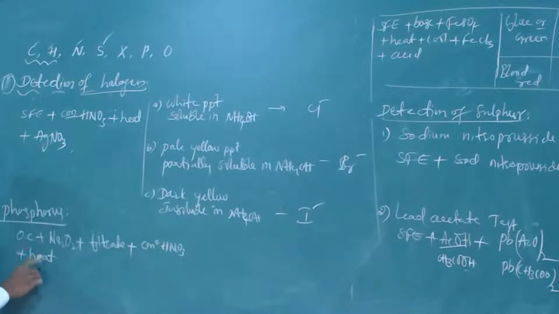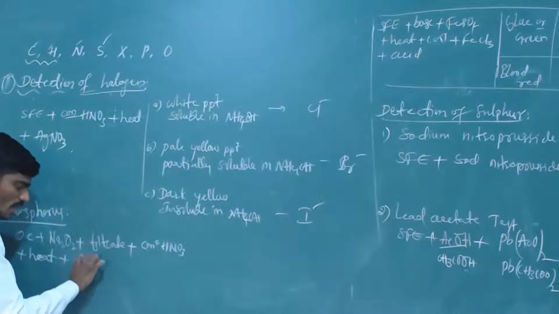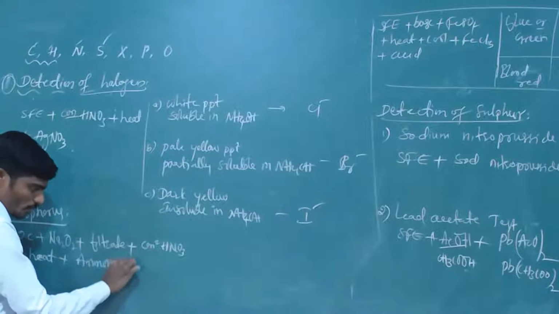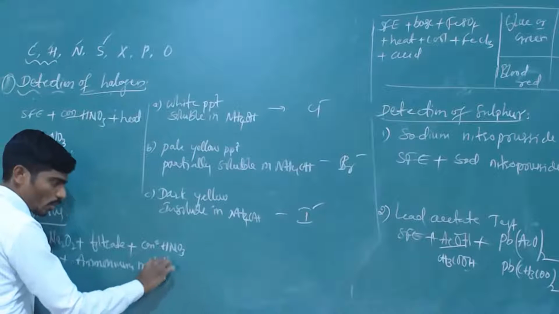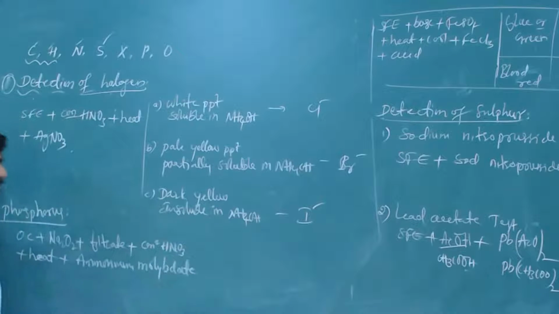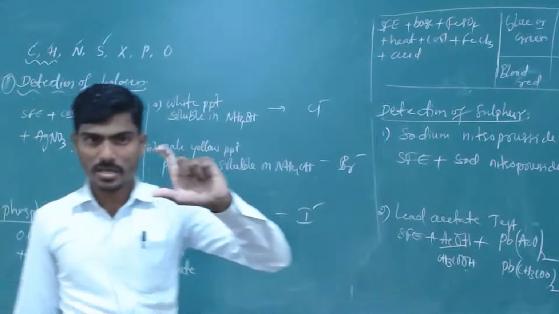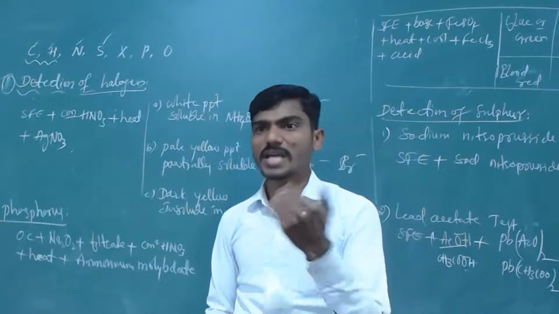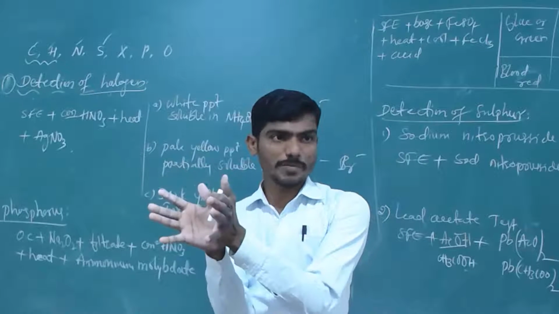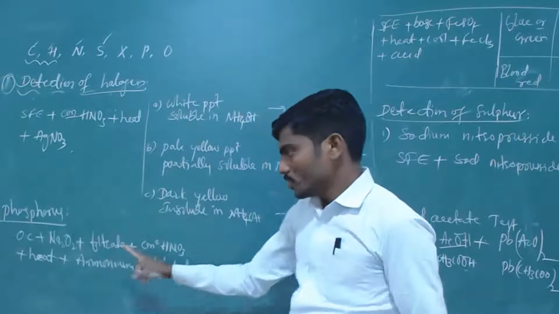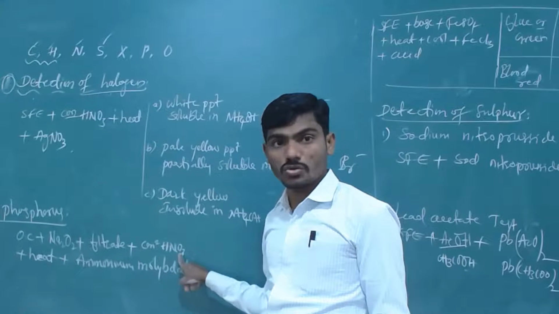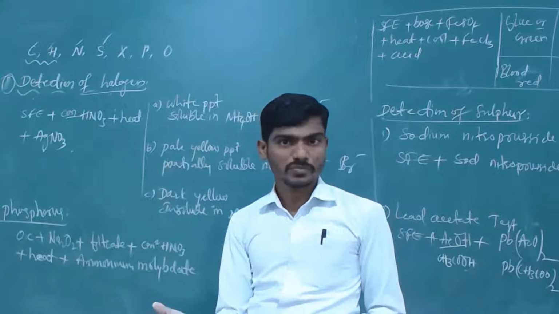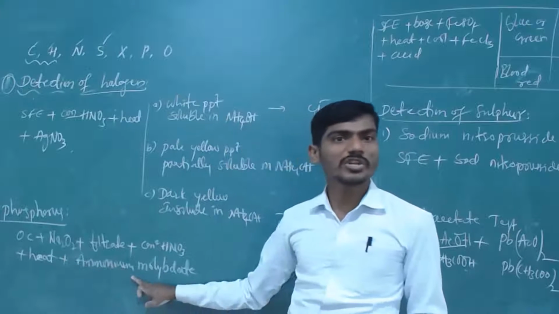Filtrate plus concentrated HNO3, heat, and to this ammonium molybdate is added. First, the organic compound is taken in the test tube. To that an oxidizing agent, sodium peroxide, is added, which oxidizes to give some precipitate. To that precipitate, concentrated HNO3 is added and it is heated. After that, add ammonium molybdate.